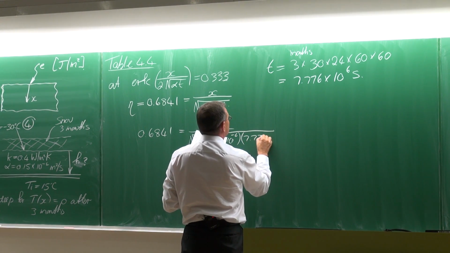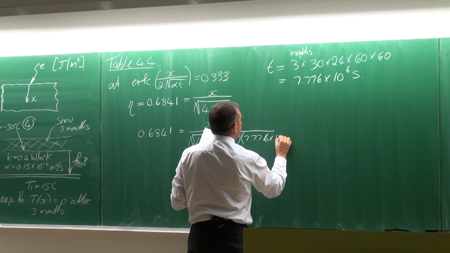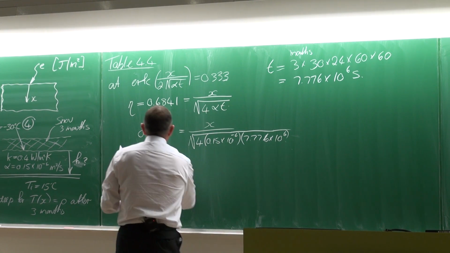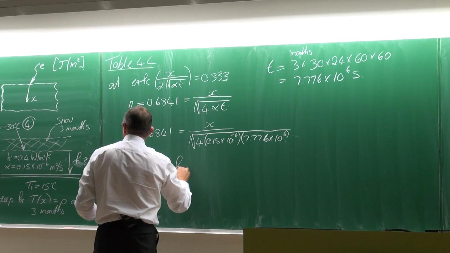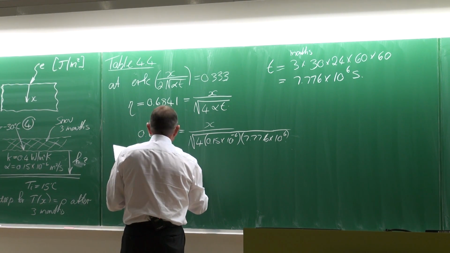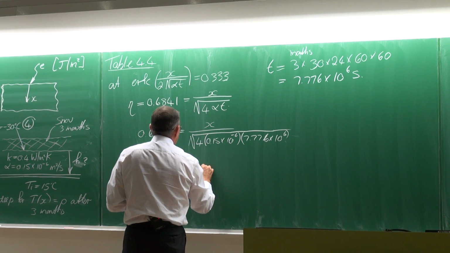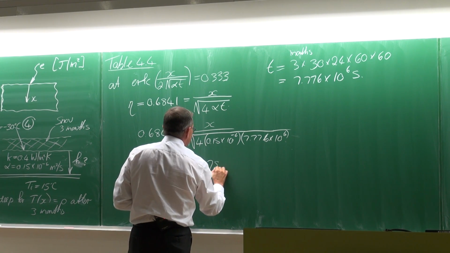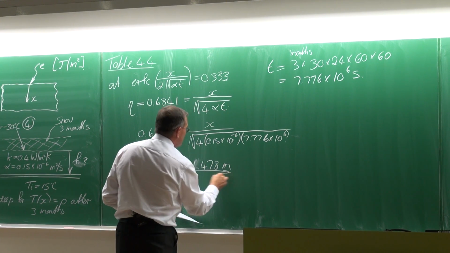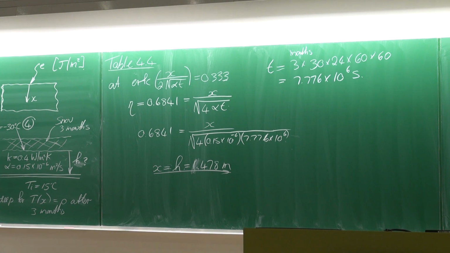So 7.776 multiplied by 10 to the 6. And if we then go and calculate x, which is now equal to this height, it would be equal to 1.478 meters. So the water pipeline must be deeper than 1.5 meters to ensure that the temperature in it doesn't drop to lower than 0 degrees Celsius.